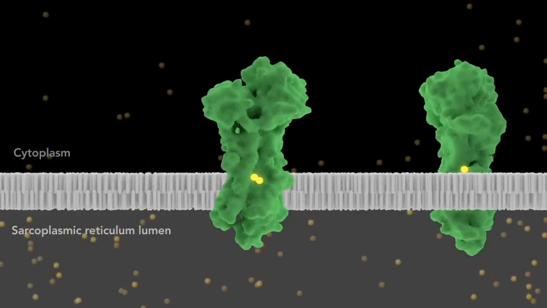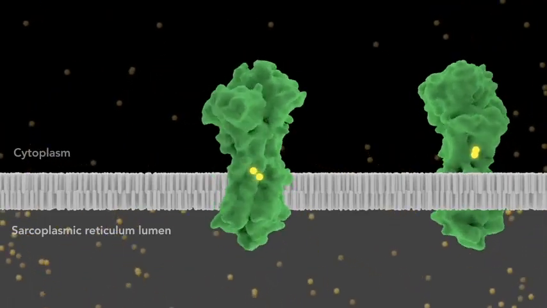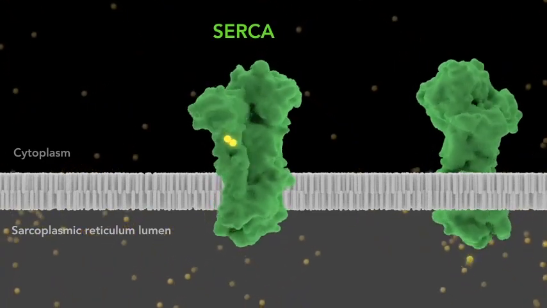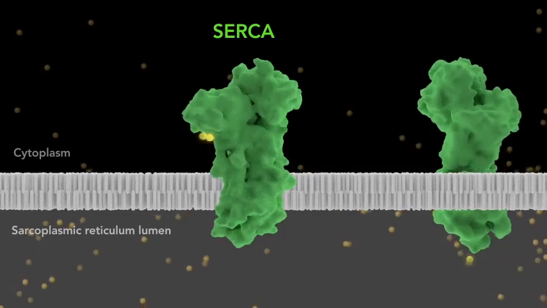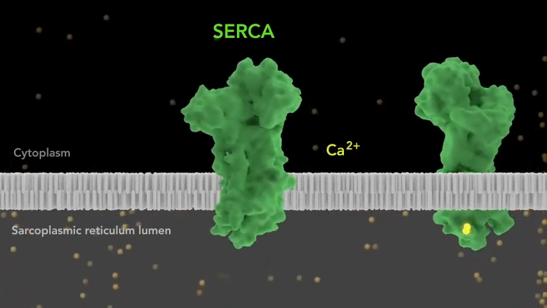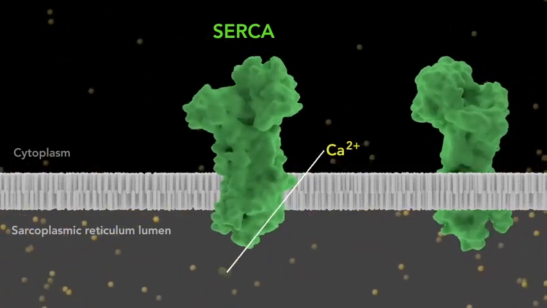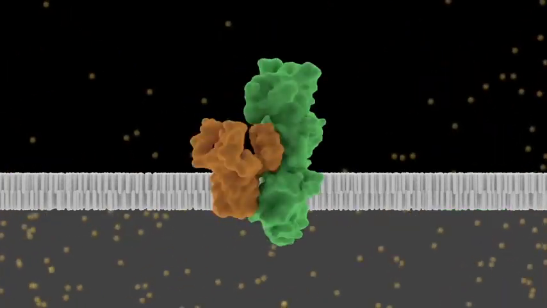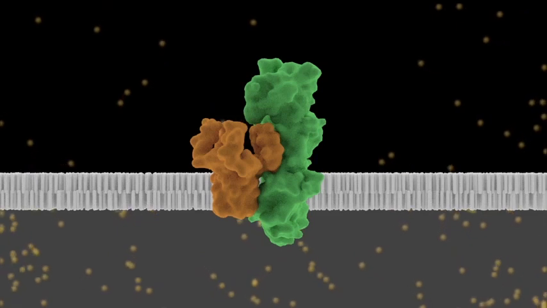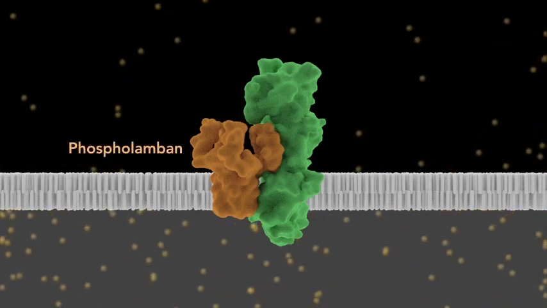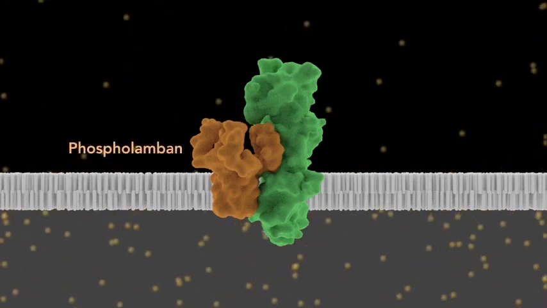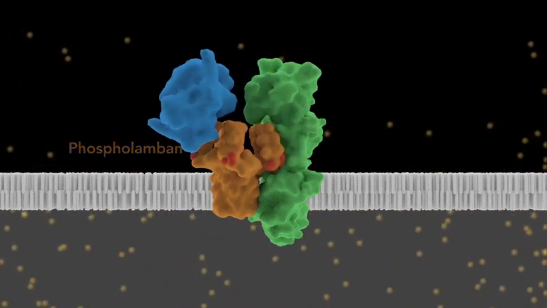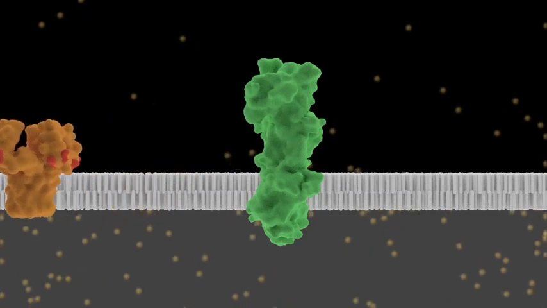The sarcoendoplasmic reticulum calcium ATPase, or SERCA, is an example of an active membrane transport protein. SERCA is abundant in muscle cells, where it transports calcium ions from the cytoplasm into the lumen of the sarcoplasmic reticulum to promote muscle relaxation. SERCA is inactive when associated with a second membrane protein called phospholamban. Muscle relaxation is initiated when phospholamban is phosphorylated by regulatory kinases, causing it to dissociate from SERCA.